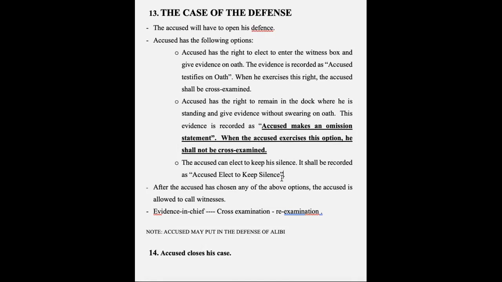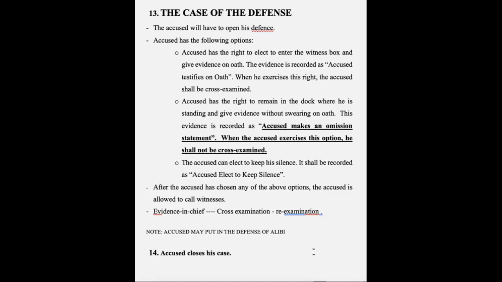But one thing you should note is that I'll give you three options. When the accused is called upon to open his defense, he can elect to remain silent. He can decide to remain in the dock and give evidence without swearing on oath, or he can elect to swear the oath and then give evidence. And in that instance, he shall be cross-examined. So if the accused swears the oath to give evidence, it's called accused testifies on oath. If you decide to just stand there and give evidence without swearing on oath, it's called an unsworn statement. And when you exercise this option, you shall not be cross-examined. But if you exercise the right to remain silent, it shall be recorded as accused elects to keep silent.